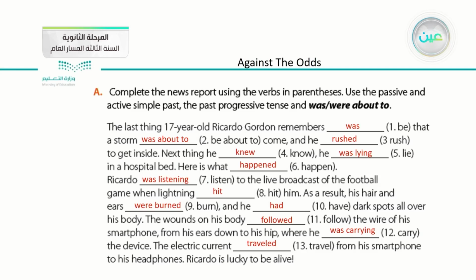Here is what happened. Ricardo was listening to the live broadcast of the football game when lightning hit him. As a result, his hair and ears were burned and he had dark spots all over his body. The wounds on his body followed the wire of his smartphone from his ears down to his hip, where he was carrying the device. The electric current traveled from his smartphone to his headphones. Ricardo is lucky to be alive.